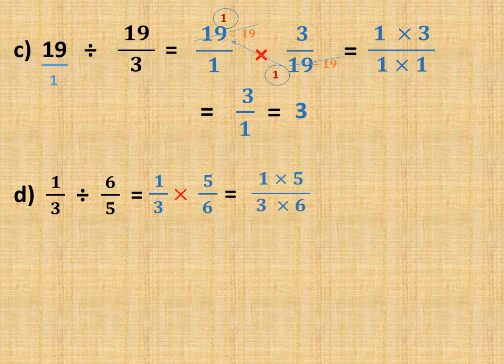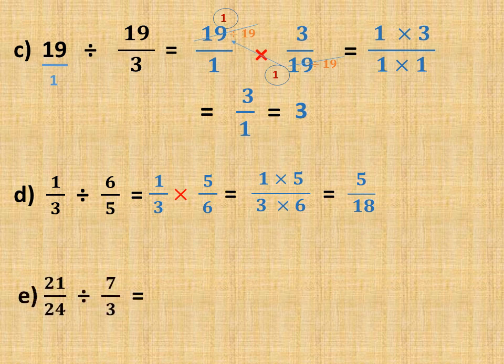So we will make up by up, down by down. 1 times 5 over 3 times 6. 1 times 5 equals 5. 3 times 6 equals 18. Here, our answer is 5 over 18. Can we leave the answer in this form? Yes, we can, because this is the simplest form. There is no table that contains 5 and 18.